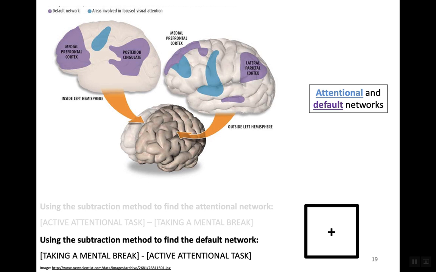And we have previously mentioned the fact that in order to find the attentional network, one crude but effective way is to use the subtraction method to contrast regions of the brain which are more active during an active task requiring paying attention to external stimuli, as opposed to simply taking a mental break. So you can imagine that we can also use the subtraction method in the opposite direction by contrasting activation when participants just take a mental break as opposed to an active attentional task that they're focused on.